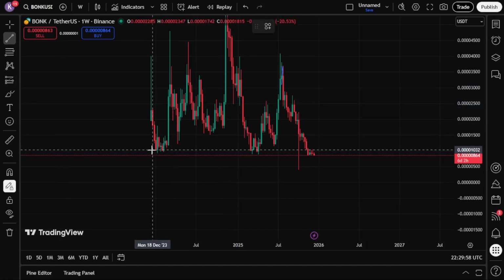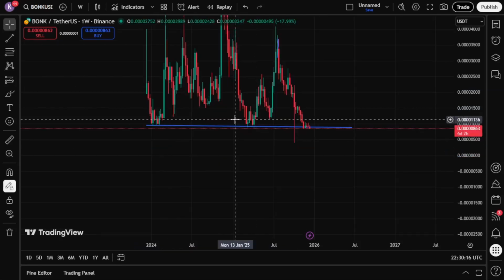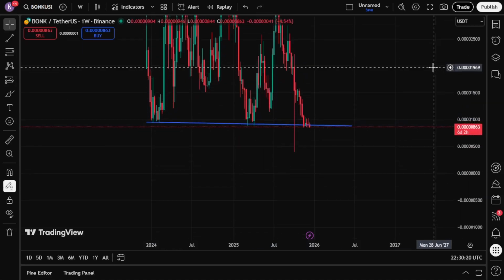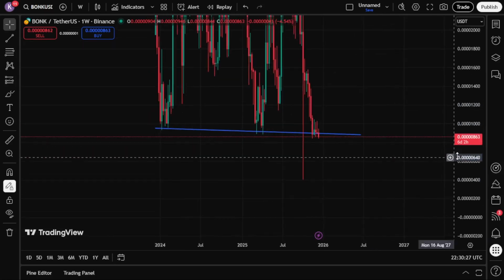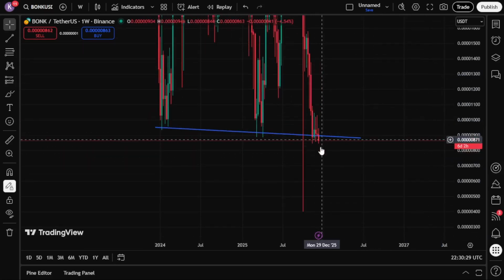So now with Bonk being, again, basically at a new all-time low, the next support area for Bonk would be this trend line. If you connect these previous major lows for Bonk, we can see that it is basically at the trend line right now, even slightly lower.